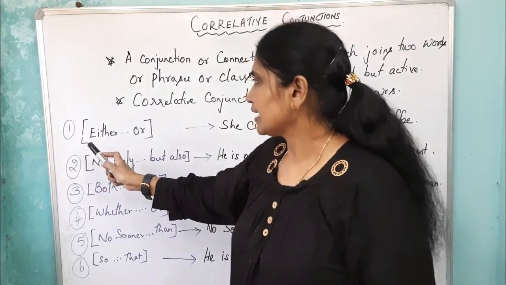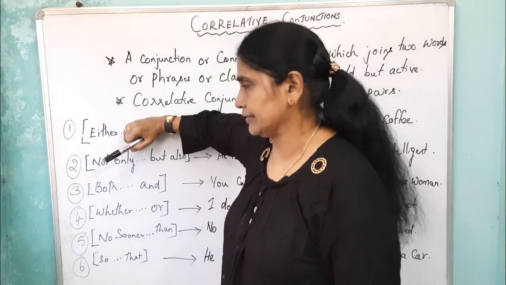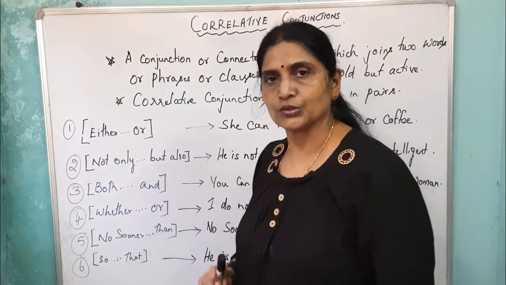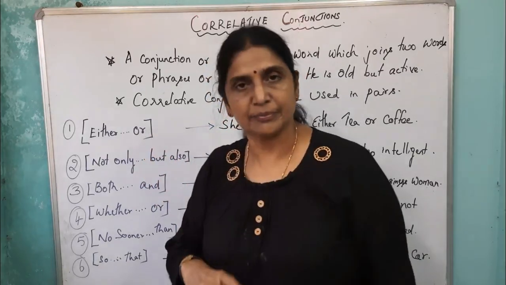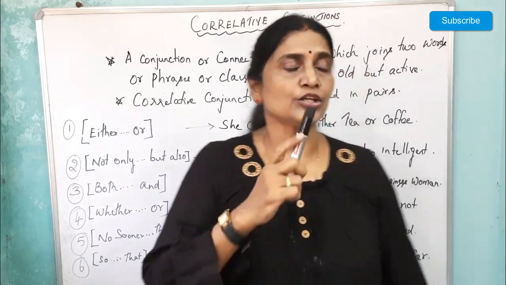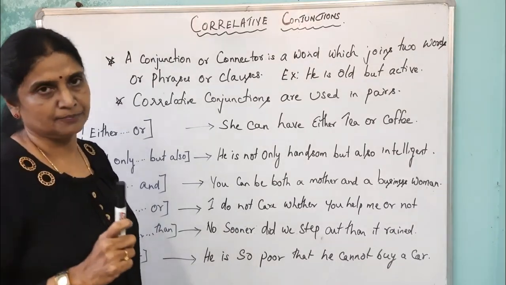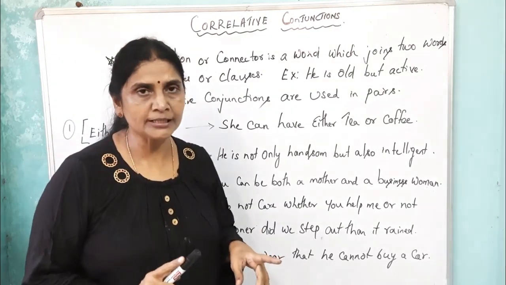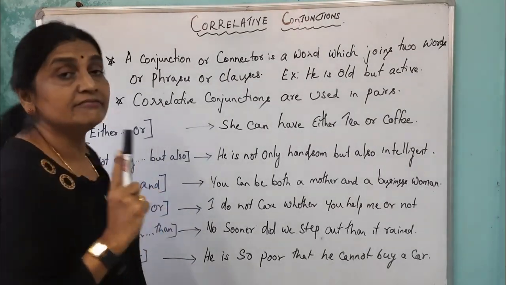For example, either or. You cannot just use either alone as a conjunction. Okay? Not only but also. You cannot use but also separately and not only separately. So this is what I mean when I say that you have to use these words in pairs. Got it? Now let's learn quickly six correlative conjunctions.